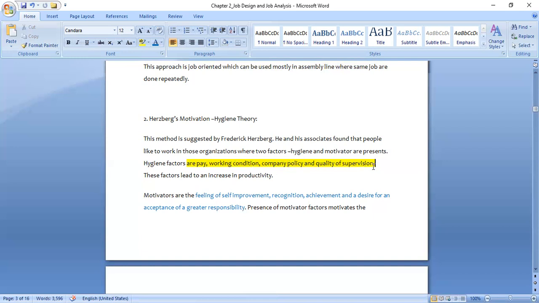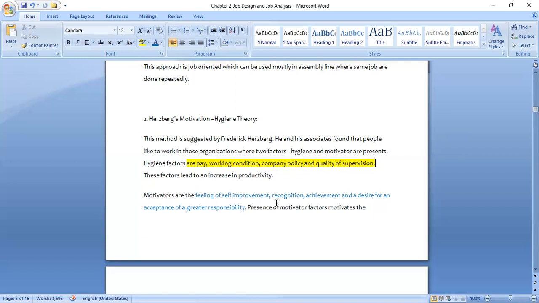and quality of supervision. In a number of cases you've seen in the job design, they include the pay, how much they're going to pay, they include the working conditions, and then also they include the company policies, and then also they talk about the quality of supervision. Who will you be reporting to? So those are the hygiene factors.